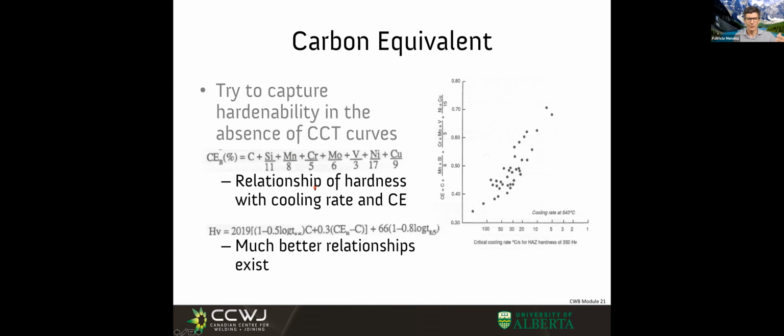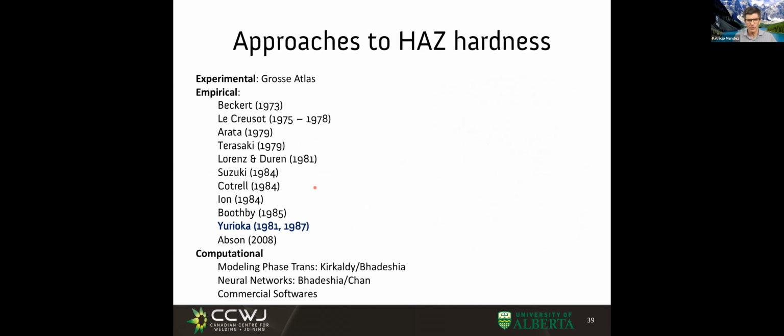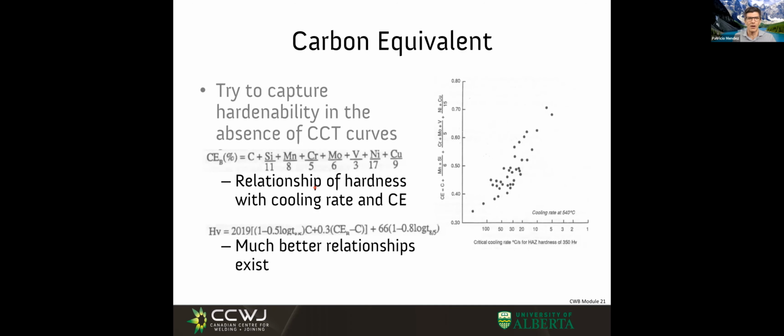So Eureka, they use 3 different carbon equivalents. If you read Alejandro's paper, you're going to see that there are lots of researchers, each one with their own idea of carbon equivalent. Most people use something called the IIW carbon equivalent, just because they all agree on something that, without being perfect, is so useful. And it's this one that I'm showing you here.